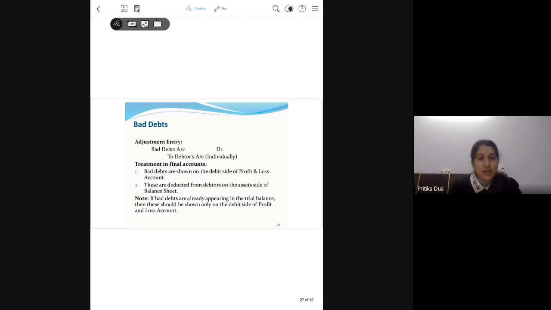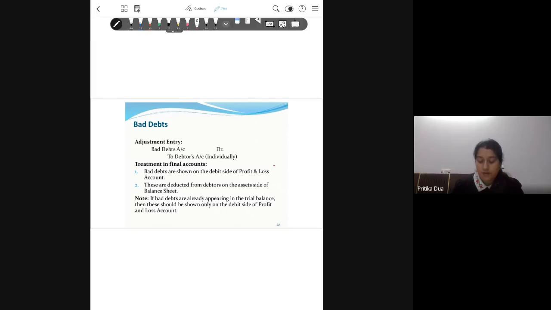दिया होता है तो एक जगह आएगा, अगर एडजस्टमेंट में दिया हुआ है as additional information after the trial balance, then it appears at two places. It will come on the debit side of profit and loss account, and it will be deducted from debtors on the asset side of the balance sheet. Okay, so I'll just explain this point with an example.